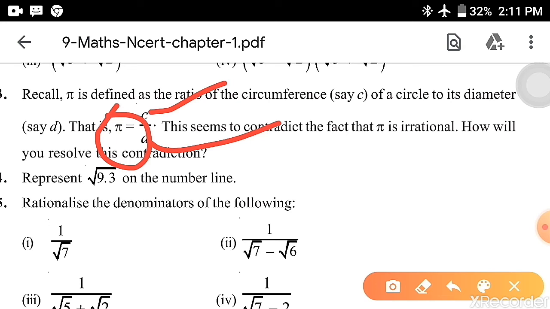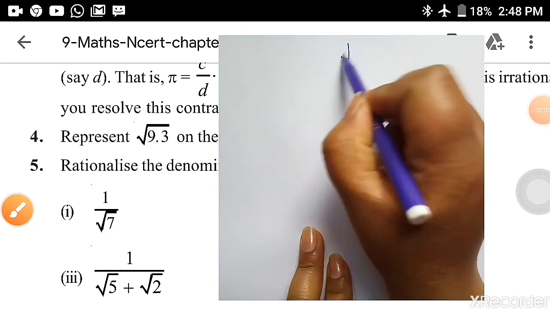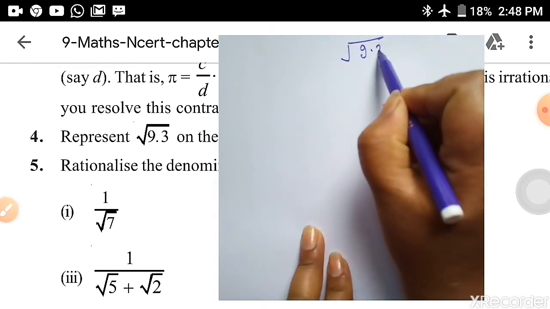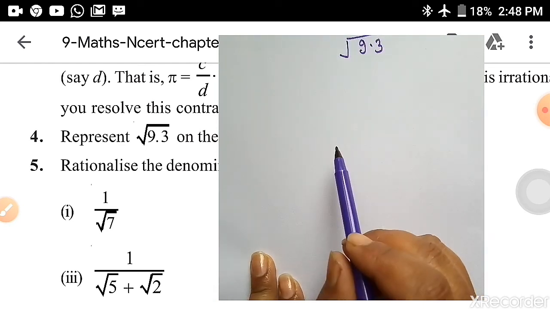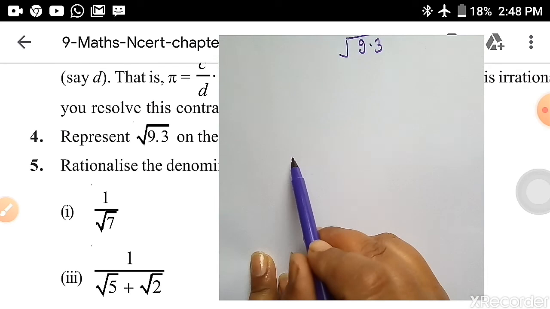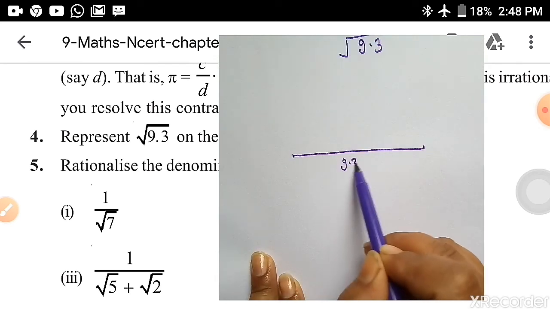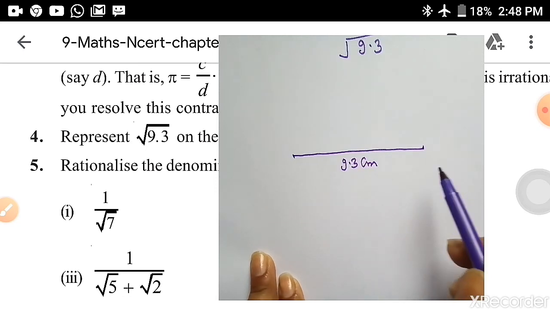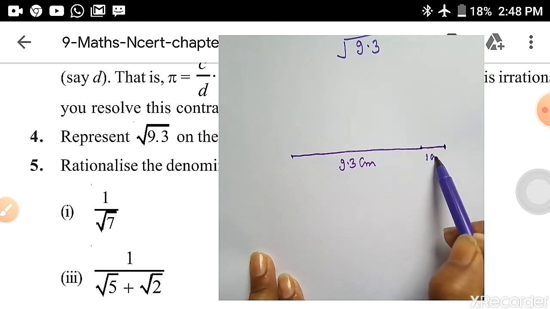Now see the next part of this question: represent root 9.3 on the number line. So how will we solve it? For representing root 9.3 on the number line, what will you do? You have to draw it with the help of a compass and ruler. First you will draw a line of 9.3 centimeters. Now you will extend this line by 1 centimeter more.